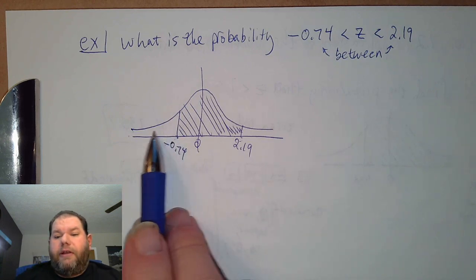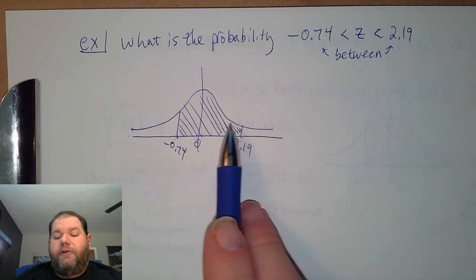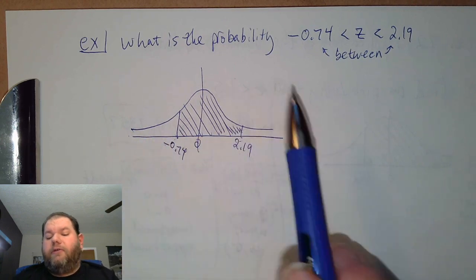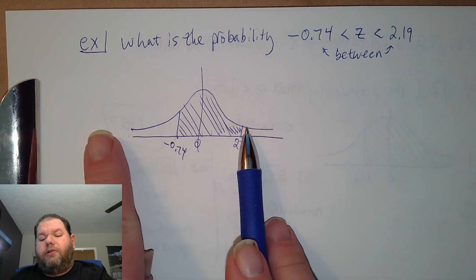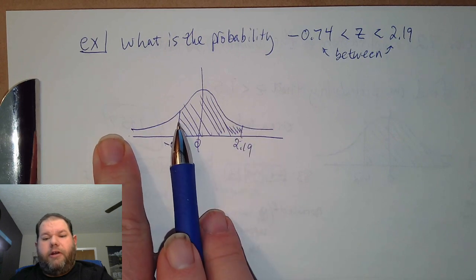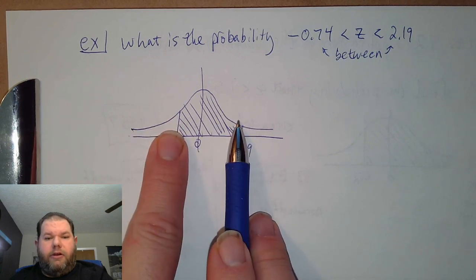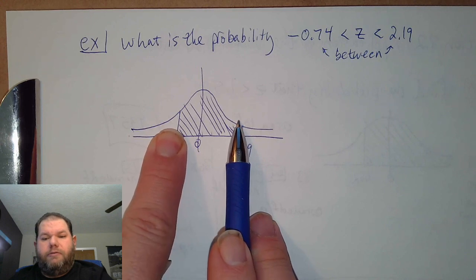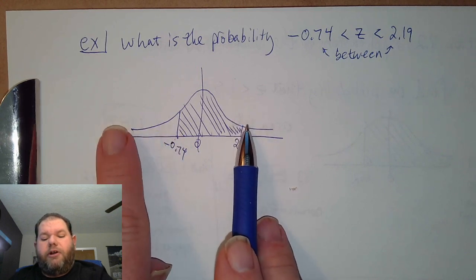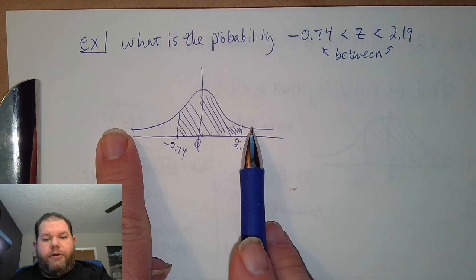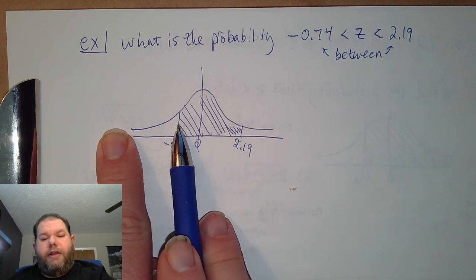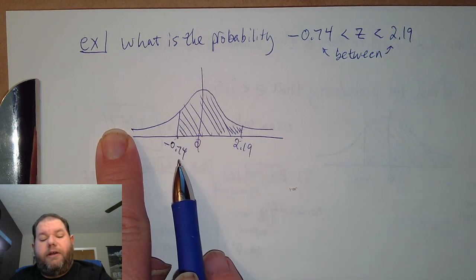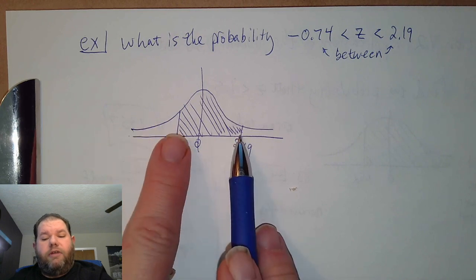We know the area to the left is here, and we know this area to the left is here. So if we want the area between them, we take the larger area, subtract the smaller area, and that leaves the area between. Okay? So we have our bigger area to the left of 2.19. We subtract the area to the left of negative 0.74, and it should leave the area between.